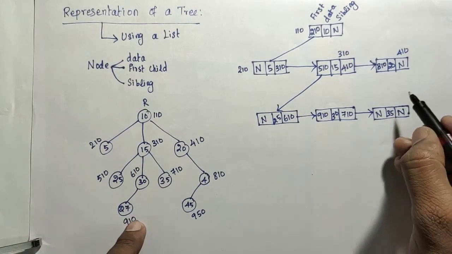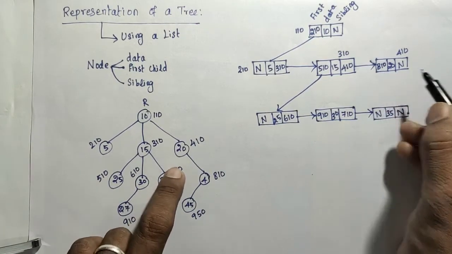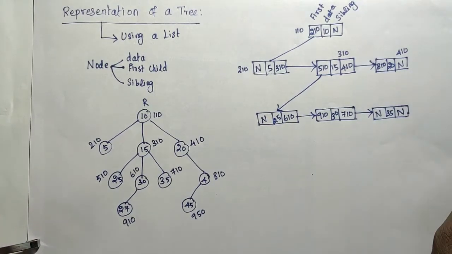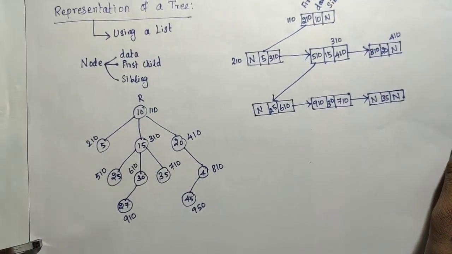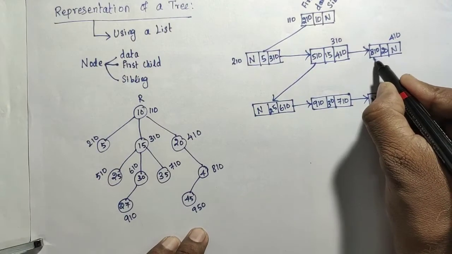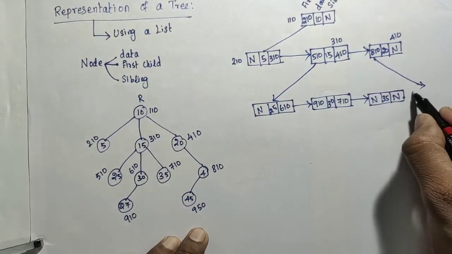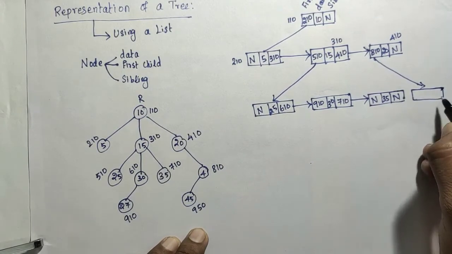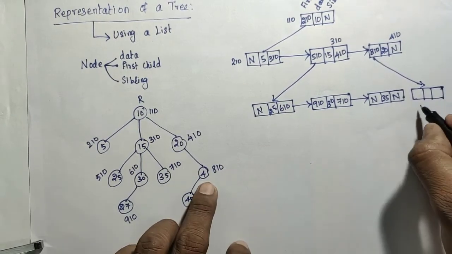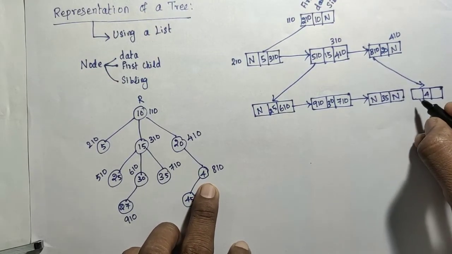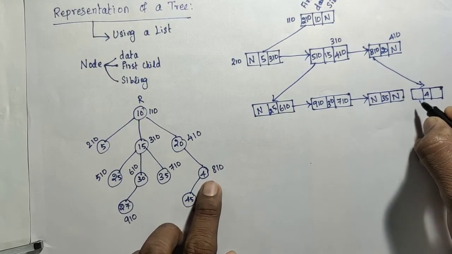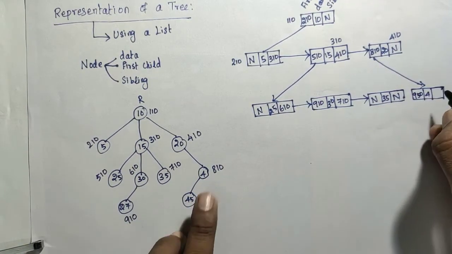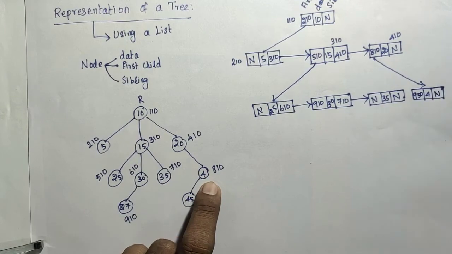Next for this 810. Okay, 810 is nothing but the first child for the 20. That is 810, so I need to draw. 8 and is a 4, and here who is the first child for the 4? It is the 950. Okay, there is no further sibling, so it is a null.